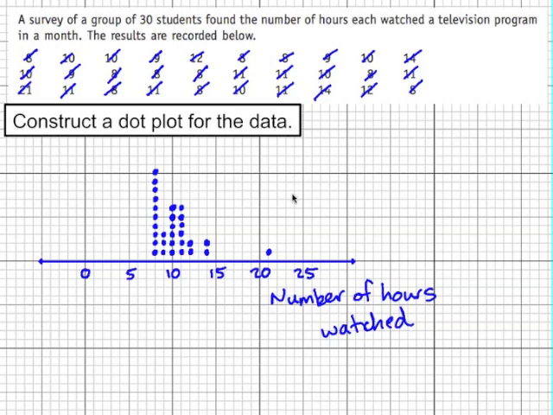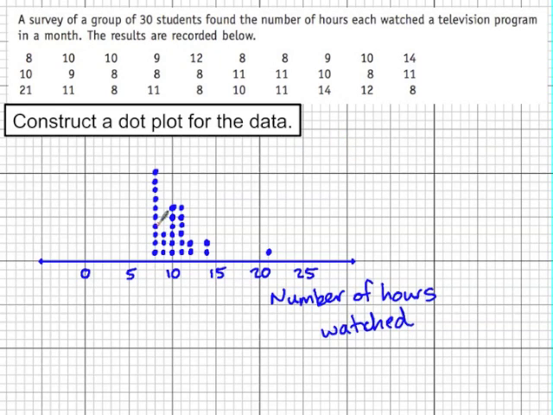To work out the mean of the data, I could go back to the original scores, add them all up and divide by 30. But that would be quite tedious. One of the benefits of putting the data in a dot plot is we now have a frequency diagram, and so I can calculate the mean more quickly.